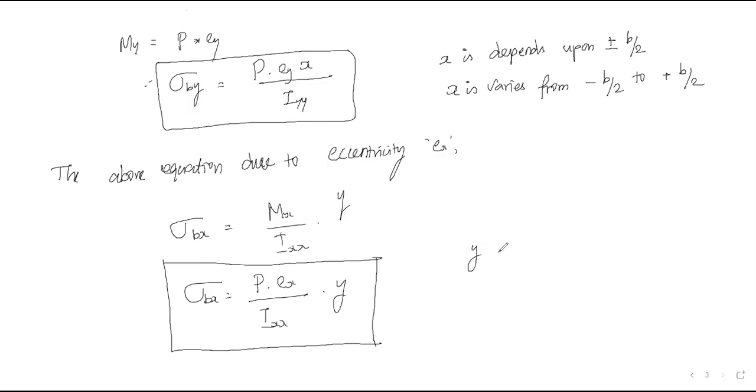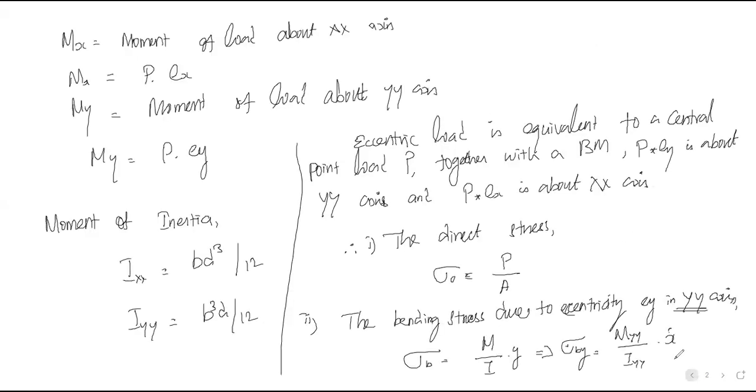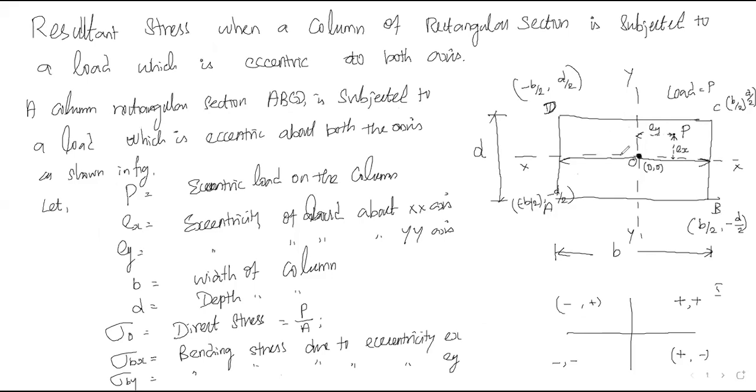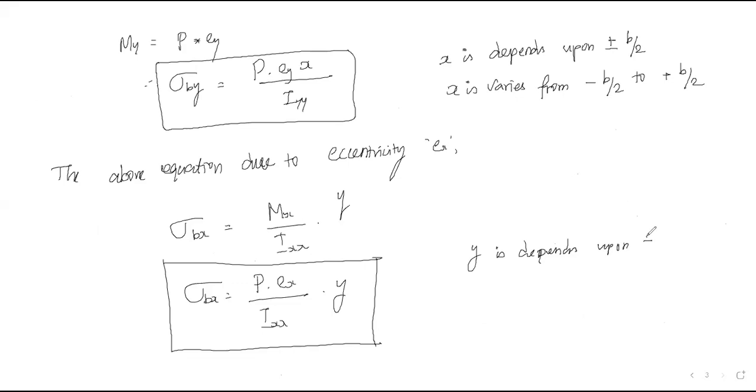So here y depends upon d by 2. Okay, so here it is increasing with respect to positive sign. If I go downward, then it will decrease. So plus or minus d by 2. Okay, so that y varies from minus d by 2 to plus d by 2.